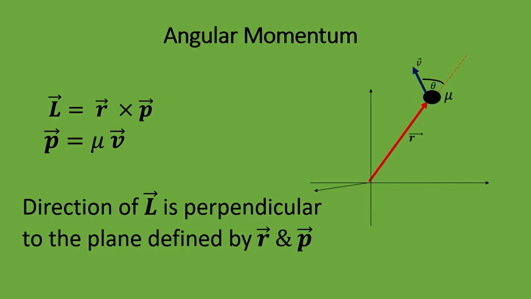Now, we know also from a cross product that the direction of the angular momentum is always perpendicular to the two vectors r and linear momentum p, which means angular momentum is perpendicular to the plane in which r and p exist. So if you look at the picture, angular momentum should be either coming out of the screen or going into the screen, and we decide which direction using what's called the right-hand rule.